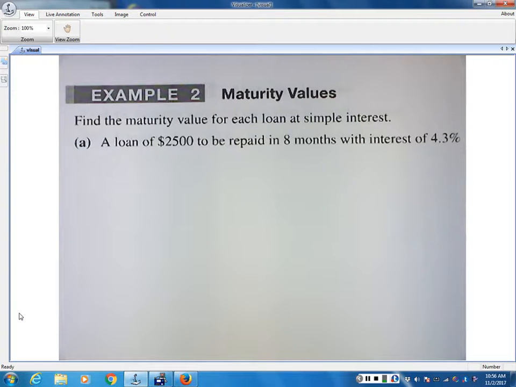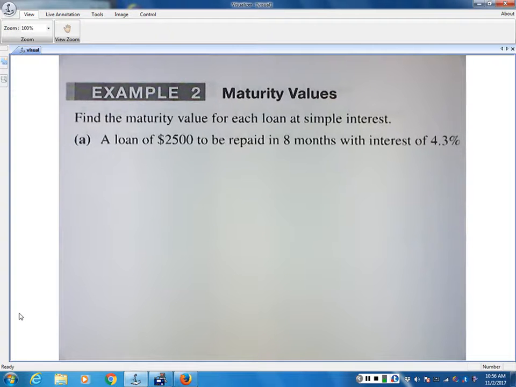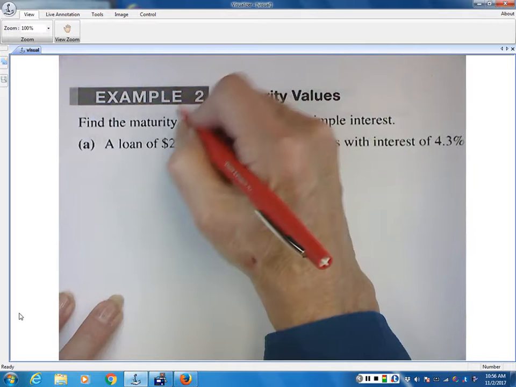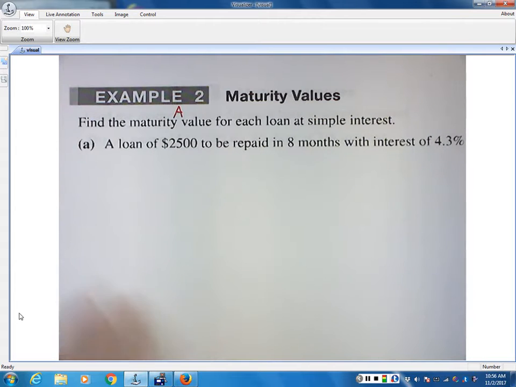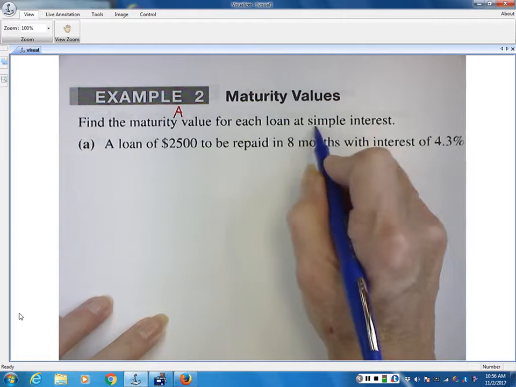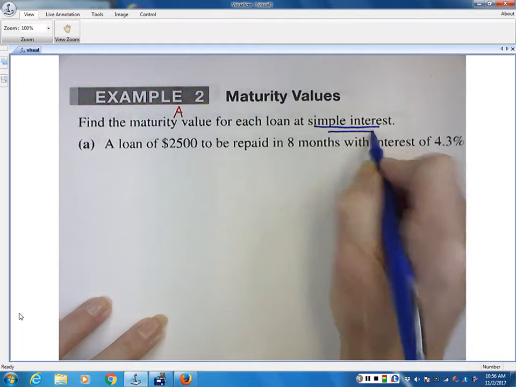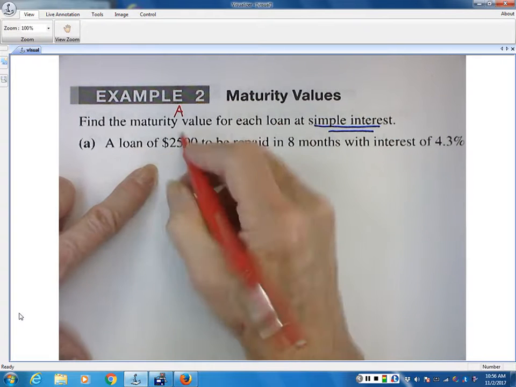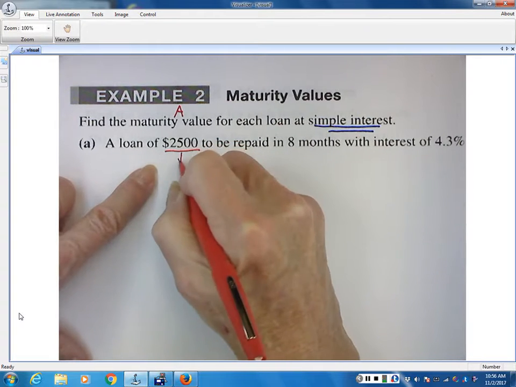So here's an example for a maturity value. Find the maturity value, which is A, for each loan at simple interest. And the key here is you have to keep looking for the words simple interest. You have to see the word simple in front of interest for this to work, because that's the only time you use this formula. So here's your present value. You take a loan for $2,500.